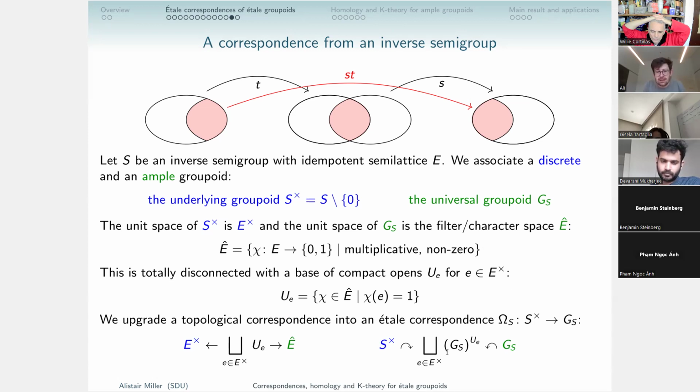And here this notation means it's all of the groupoid elements in the universal groupoid whose range lands in this compact open U_E. I don't care about what happens to the source, but I just want the range to land in there. So I build a correspondence, and it turns out this is a nice proper étale correspondence. And it's proper exactly because each of these open sets is compact.